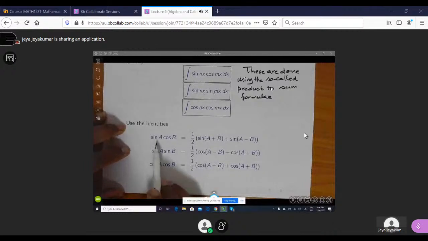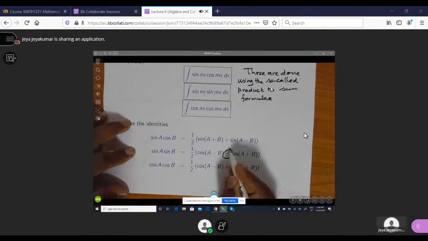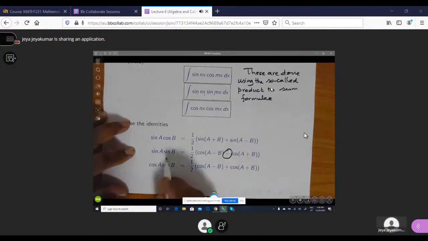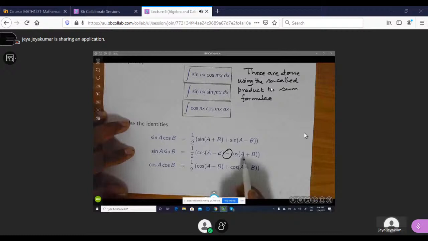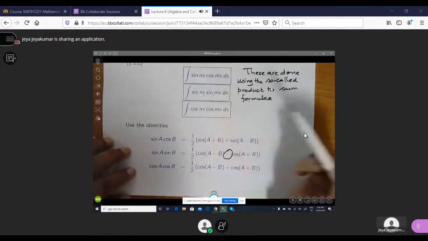Sine A cosine B is half sine A plus B plus half sine A minus B. And sine A sine B is half cosine A minus B minus half cosine A plus B. Note that when you have a product of sines, you have a minus sign here: cosine A minus B minus cosine A plus B. Cosine A cosine B you can write in terms of a sum: cosine A minus B plus cosine A plus B. So we can use these product to sum formulas to integrate multiple angle trigonometric functions.